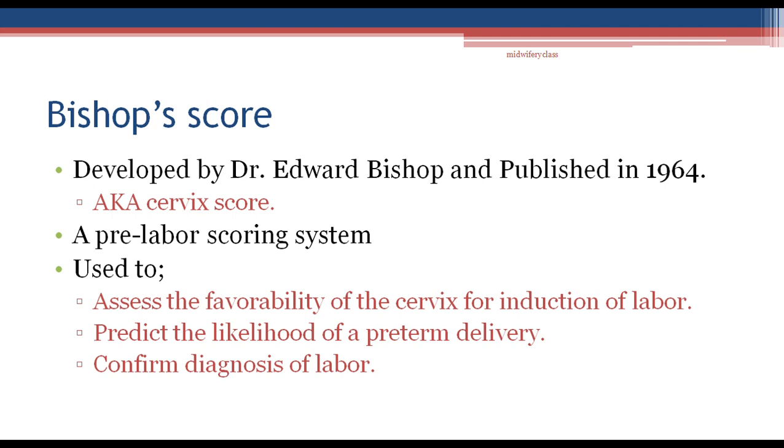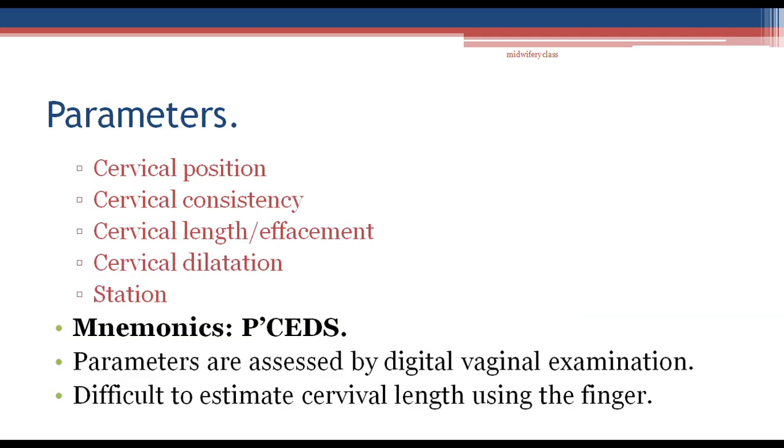So what are these parameters that are used in the Bishop score? I have listed them here. There are 5. The first one is the cervical position. The second one is the cervical consistency. The third one is the cervical length or effacement. The fourth one is cervical dilatation. And the fifth one is the station. All these parameters can be summarized in the mnemonic P-CEDS, where P is for position, C is for consistency, E is for effacement or cervical length, D for dilatation, and S for the station.